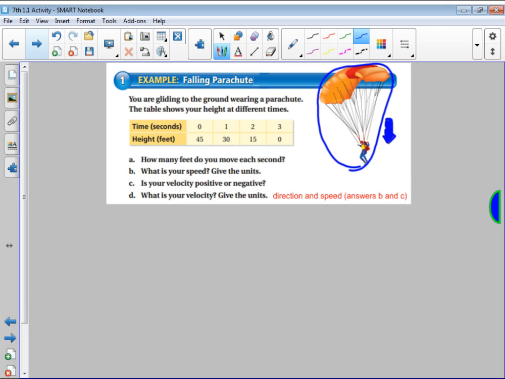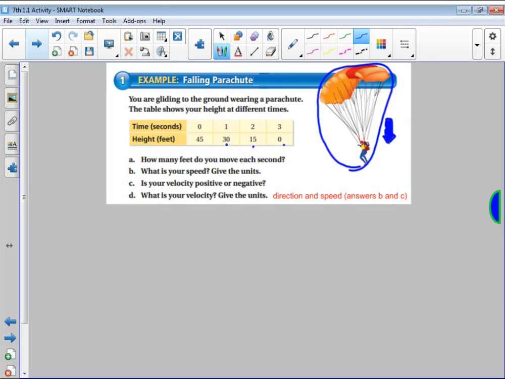At 0 seconds, we were at 45 feet above, so we had jumped out of the airplane. At 1 second after jumping out of the airplane, we are now at 30 feet above ground. At 2 seconds, we were at 15 feet above ground. And at 3 seconds, we were now at 0 feet above ground, or we had touched the ground.